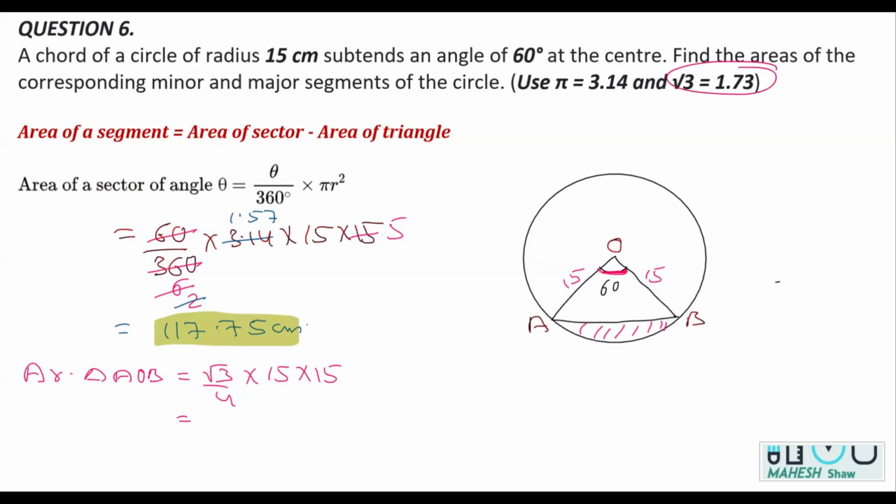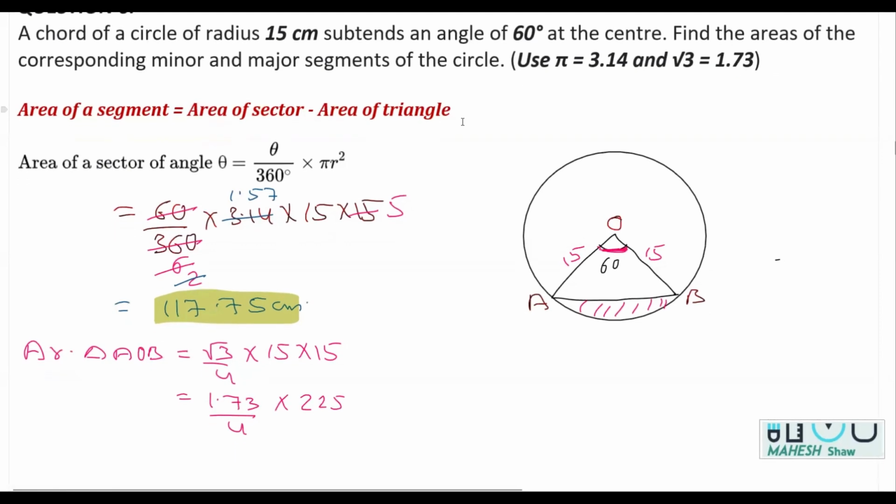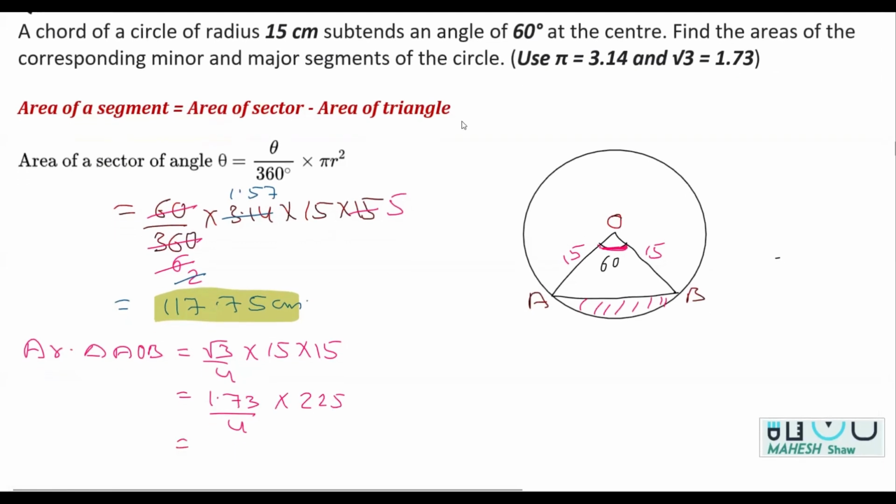The value of root 3 is mentioned as 1.732. So I'll be taking this as 1.73. Only 1.73, not 2. And 15 into 15 is 225. Well, calculation is there and we have to do it. So now the other calculation involved again is 1.73 multiplied by 225, and whatever it comes to would be divided by 4. So we are going to get 97.3125, which is terminating. So this is what we got.